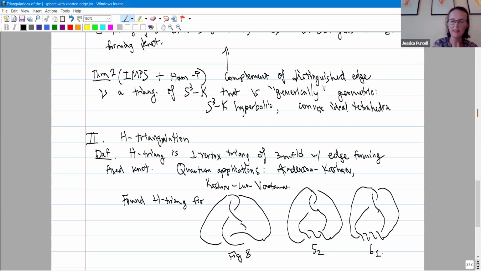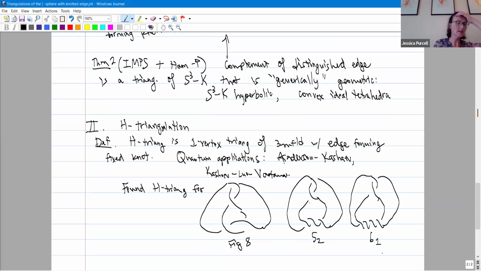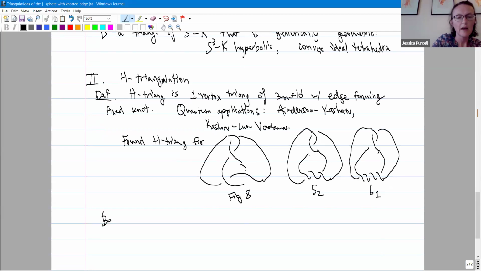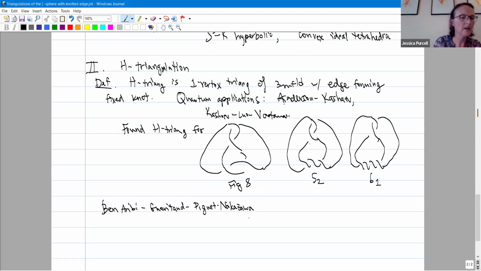So you will notice a theme. So this is all a little bit older work, but very recently, Ben Aribi, Francois Gueritode, and Higuet Nakazawa, they were able to extend this, and they found H triangulations of S3 with any twist knot.